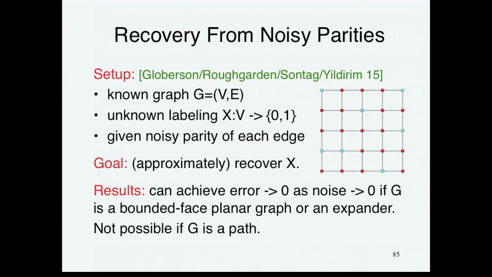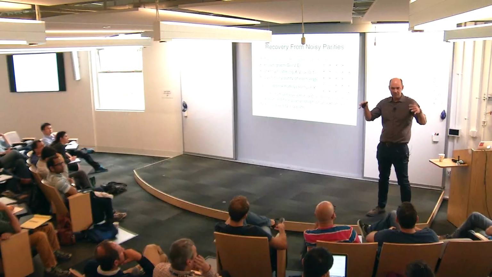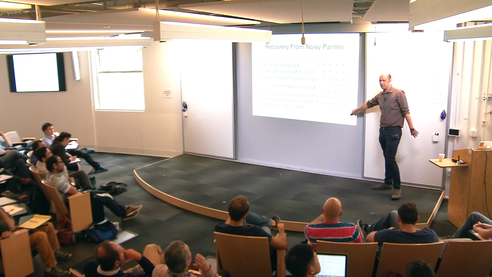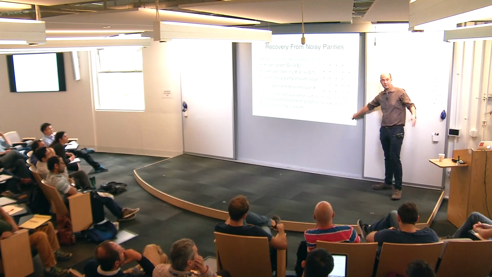Is there any specific algorithm or result that you use for the path, or the approximation ratio? No, the path is a disaster. You basically just lose too much information. A couple of edges get flipped, and because there's only one path between any two vertices, you completely lose any information about how things are correlated with each other. So the lower bound for the path is information theoretic. It's not about algorithms. You just don't have enough information to do it.